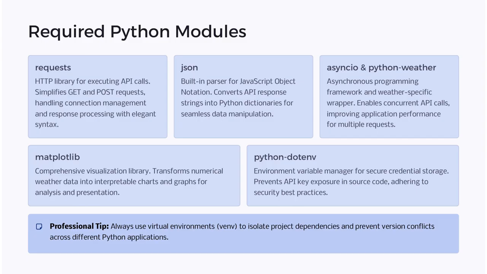The Requests module simplifies API calls with elegant syntax for GET and POST requests. JSON converts API responses into Python dictionaries. Asyncio and Python Weather enable concurrent API calls, enhancing performance. Matplotlib visualizes weather data into charts. Python.env securely manages environment variables, protecting API keys. Use virtual environments to isolate dependencies and avoid version conflicts.